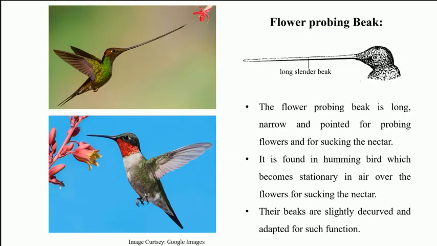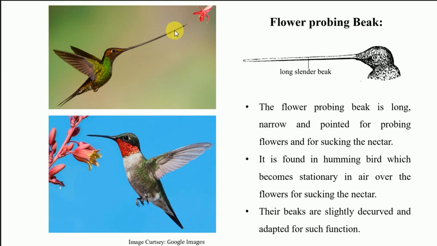And the last kind of beak, found among birds like the hummingbird, is the flower probing beak. The flower probing beak is comparatively very long and narrow. It is pointed at the tip, and this kind of beak is useful for probing flowers for sucking the nectar. Here you can see the hummingbird is a comparatively very small bird. They can fly constantly at the same place, and they insert the very long beak into the tubular flower. This modification is for sucking the nectar.